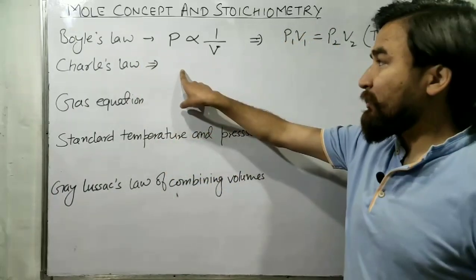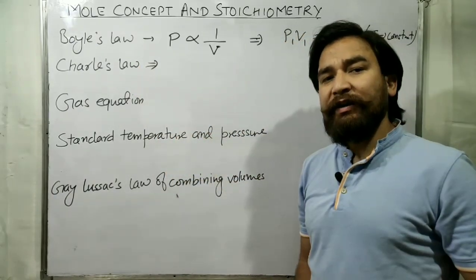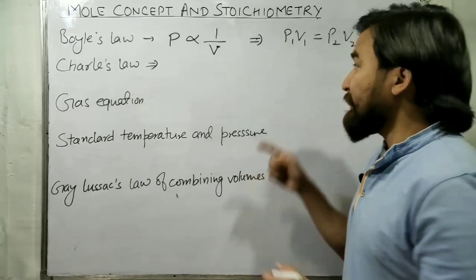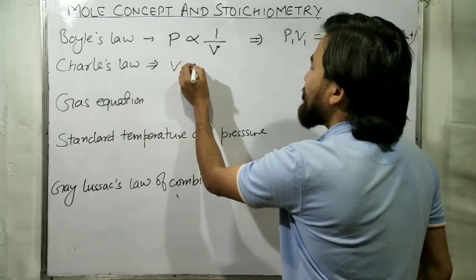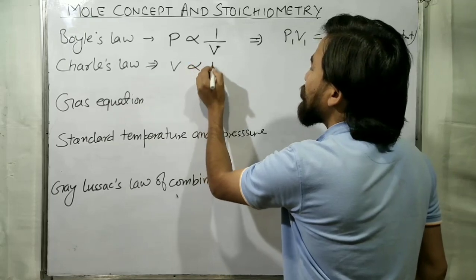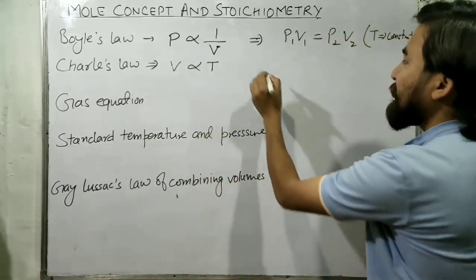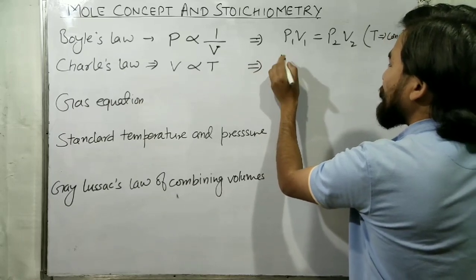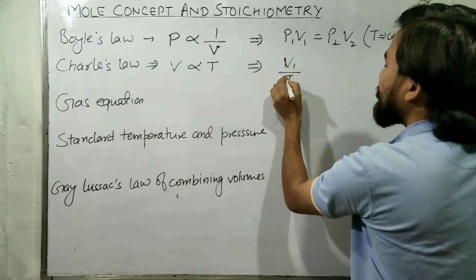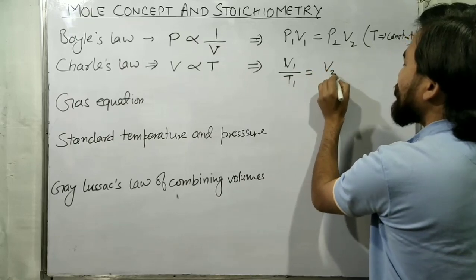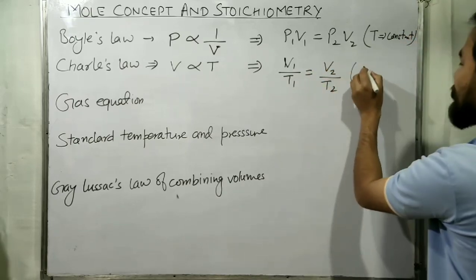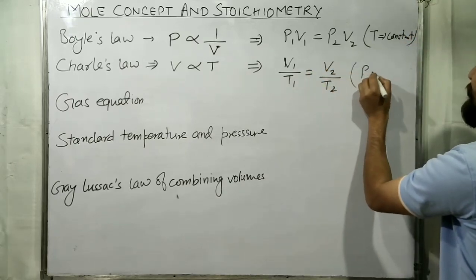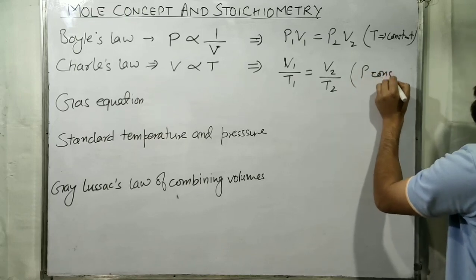So in Charles' law, if the pressure of a gas is kept constant, then the volume of the gas is directly proportional to its temperature, or from there you can get an expression that is V1 by T1 is equal to V2 by T2. So the thing that you have to remember is pressure is constant.